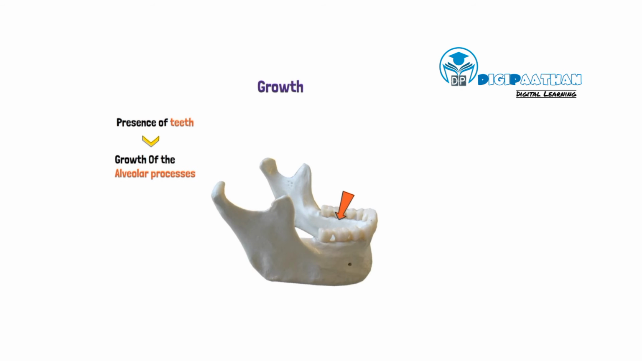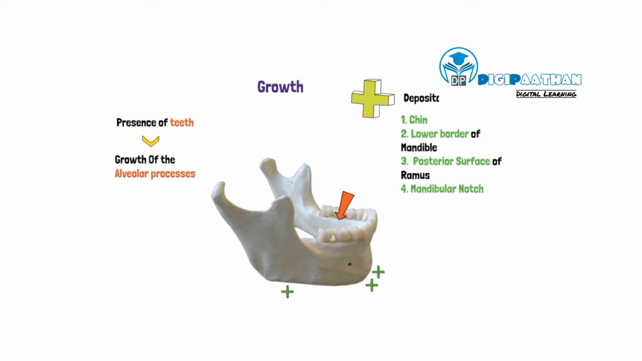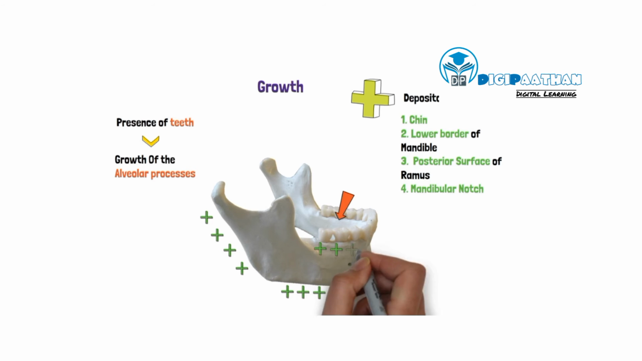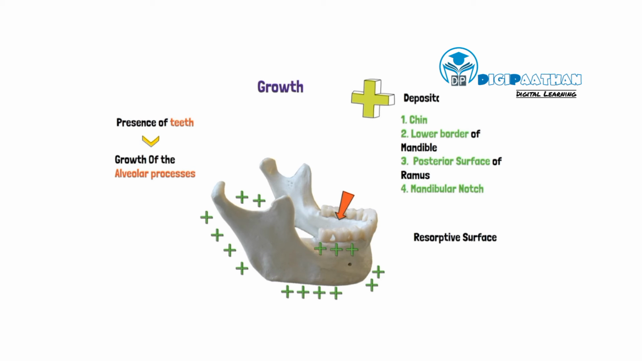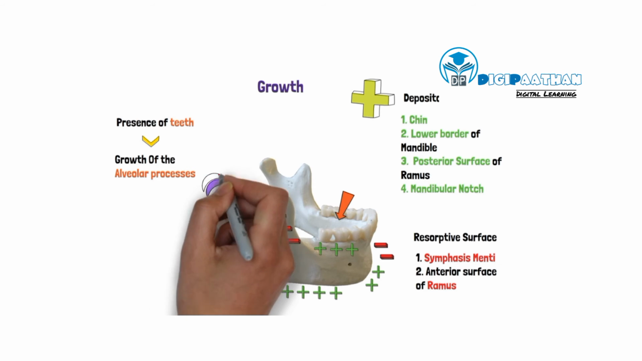Now there are some depository surfaces and some resorptive surfaces which help the mandible grow in different directions. The depository surfaces include the chin and the lower border of the mandible. Also the posterior surface of the ramus, the alveolar processes, as well as the mandibular notch. The resorptive surfaces are the symphysis menti and the anterior surface of the ramus. And the condylar cartilage also grows and contributes to the growth of the mandible.